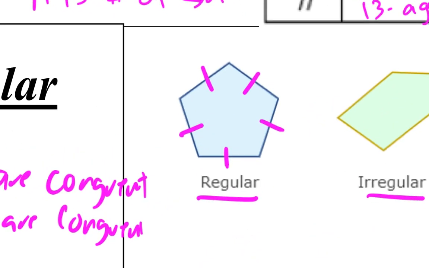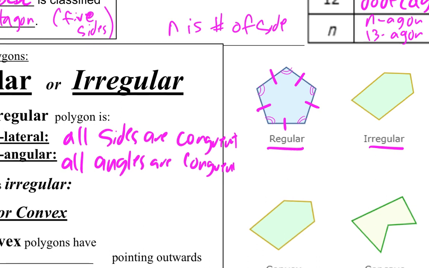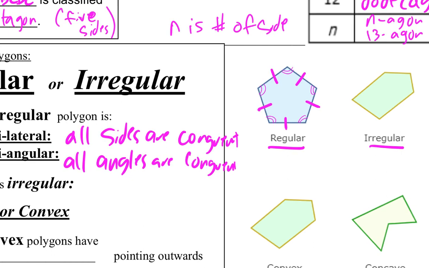So if we said that this was, say, 2 arcs, this would also be 2 arcs, and that's how we indicate that these are all the same. So all the sides are congruent, which means they're the same length. All the angles are congruent, which means they're the same measure. If it's irregular, that means at least one side and one angle are different.